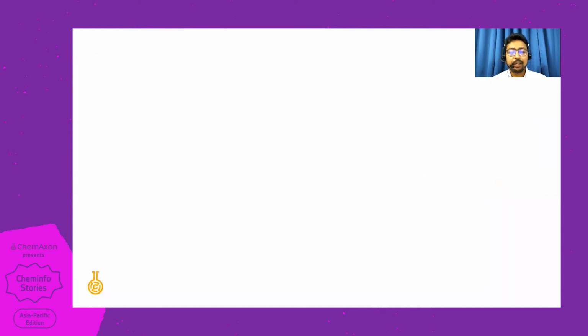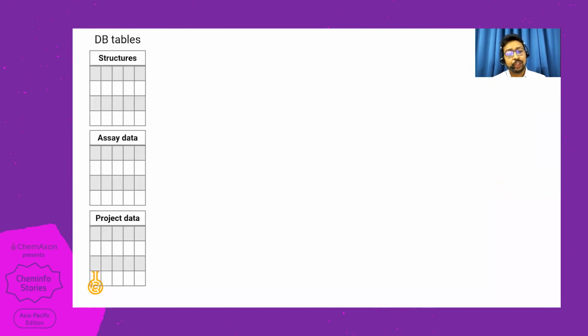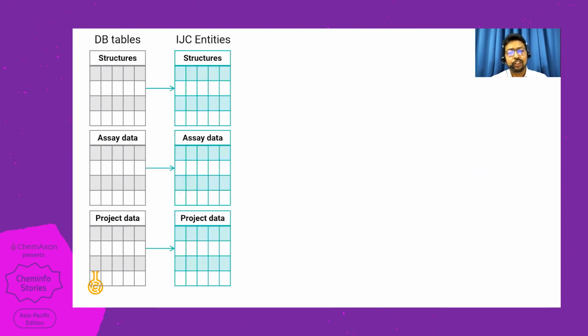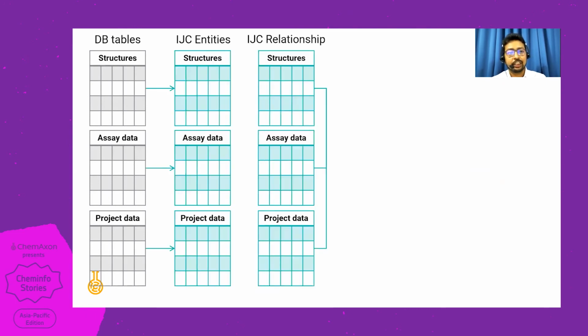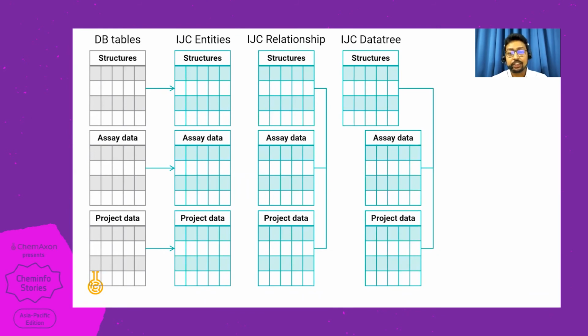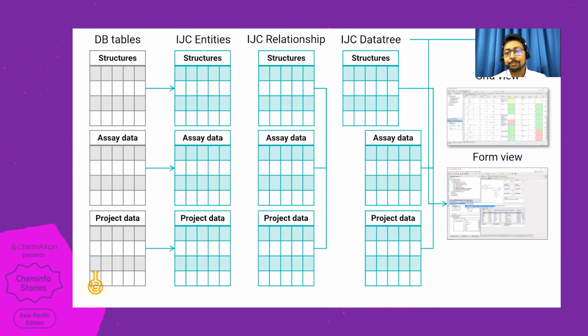Now, there might be a lot of times when you would want to understand what is so special about Instant JChem. Like, why are we saying that Instant JChem is different than other relational database management systems? So if I show you the data structure of Instant JChem, you will see that the data tables are converted into IJC entities. Then we put relationships between the different data tables. Based on the relationships, we create IJC data trees, and then we create the end user view.